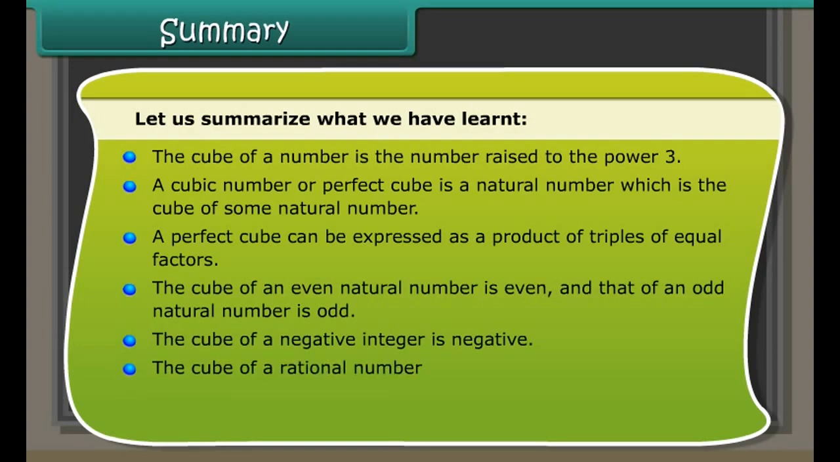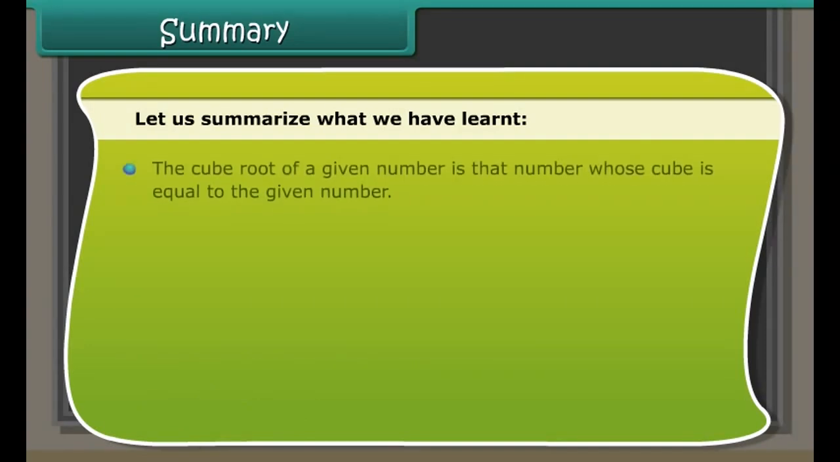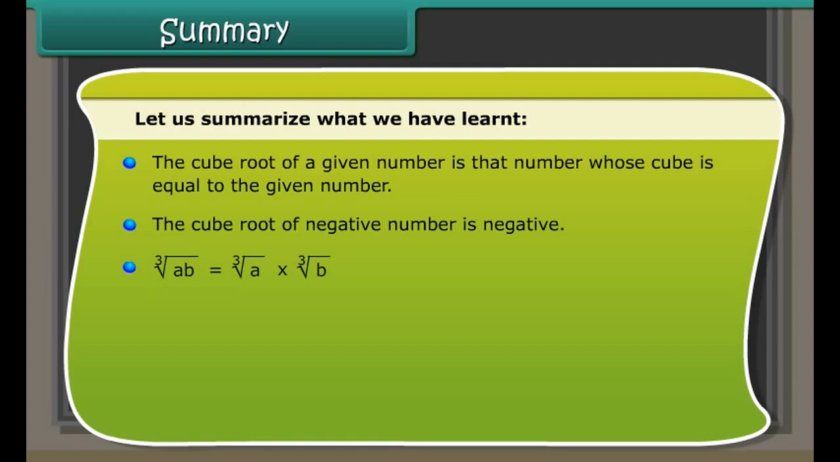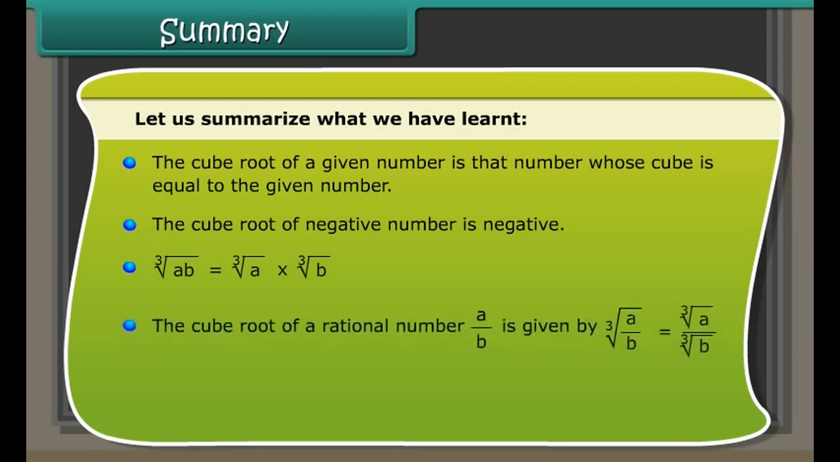The cube of a rational number a upon b is (a upon b) whole cube, which is equal to a cube upon b cube. The cube root of a given number is that number whose cube is equal to the given number. The cube root of a negative number is negative. Cube root of ab is equal to cube root of a into cube root of b. The cube root of a rational number a upon b is given by cube root of a upon b is equal to cube root of a upon cube root of b.